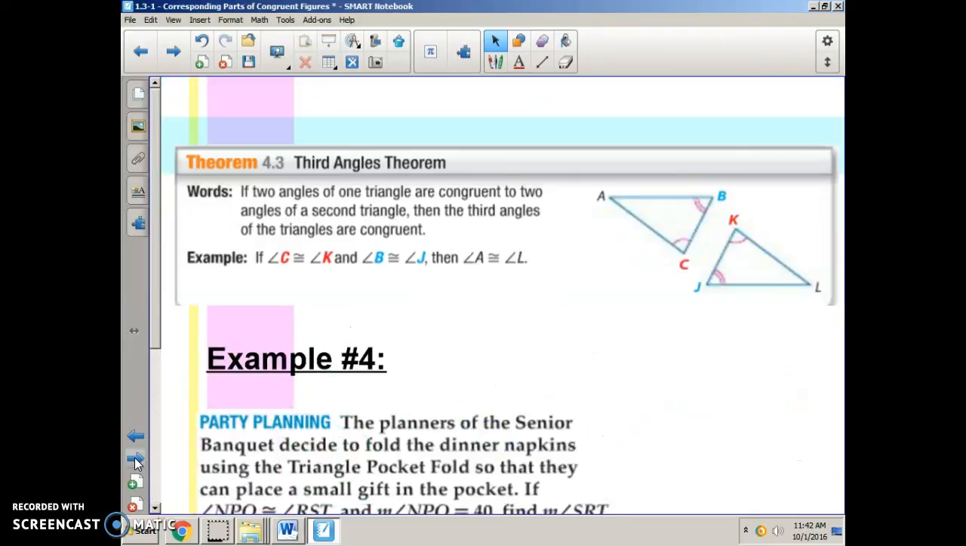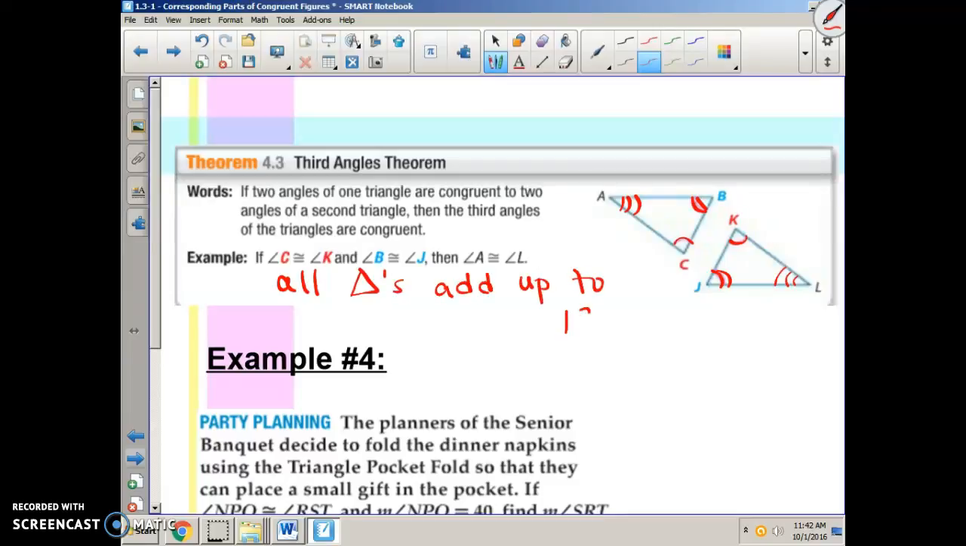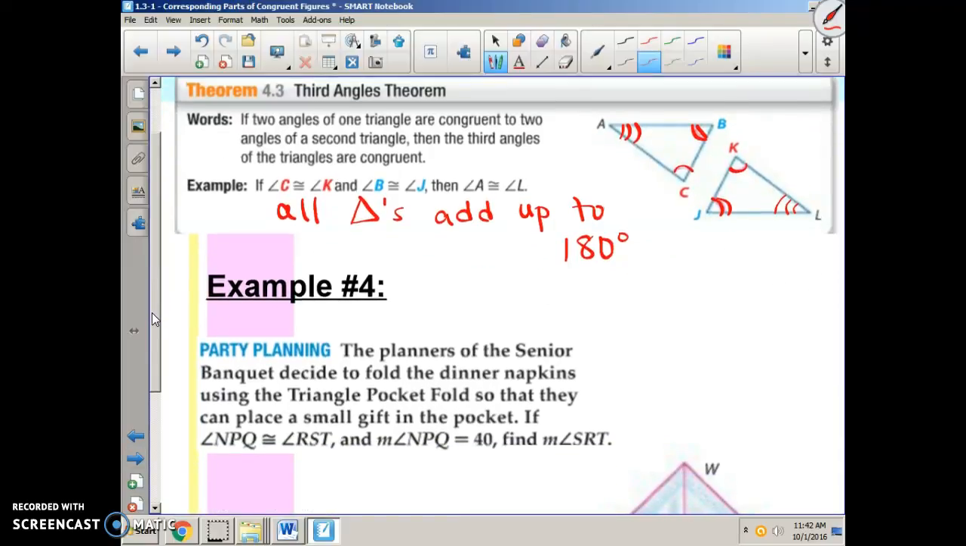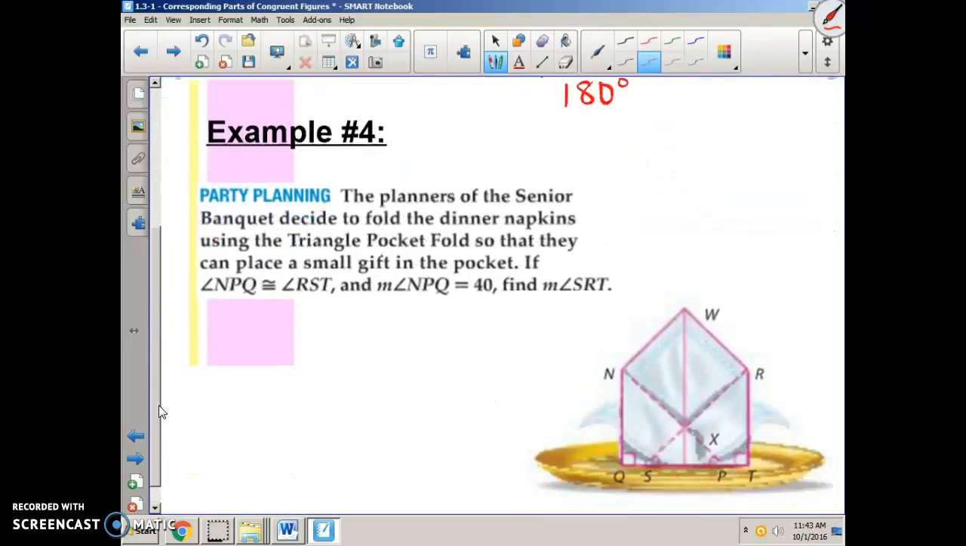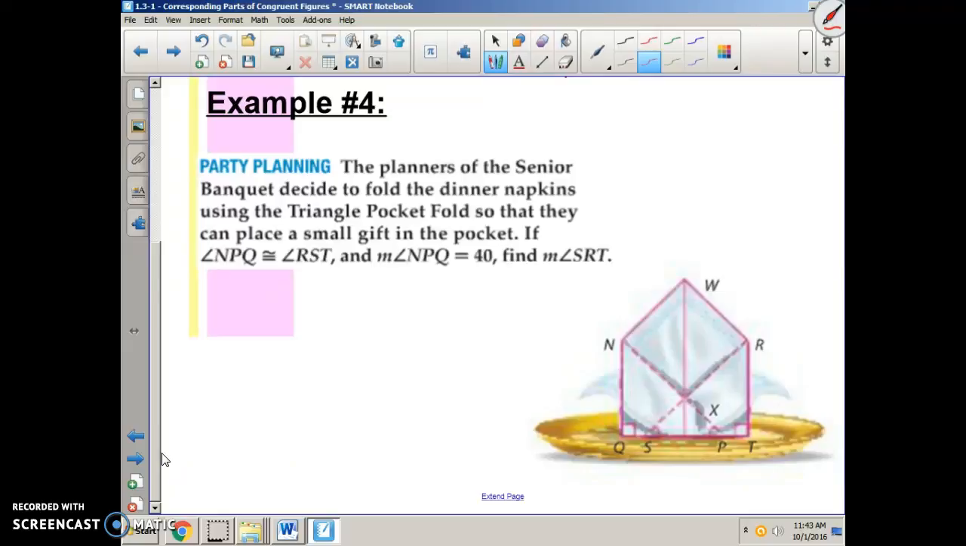Alright, so last but not least, the third angles theorem. Basically what this is saying is this. If two angles of one triangle, aka C is equal to K, and B is equal to J, then the third angles have to be equal to each other as well, which means A is equal to L. Okay, and that is because all triangles add up to, hopefully you're saying it in your head, 180 degrees. Okay, so we can know that the third one has to be the same for both if you've already figured out the remaining angles.